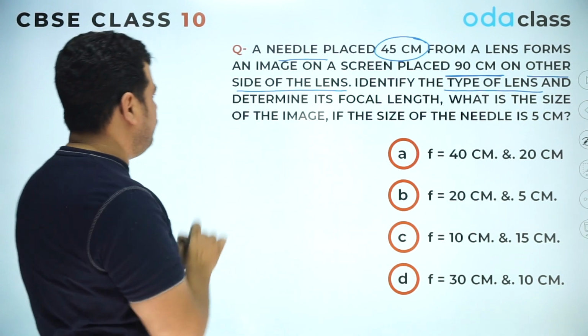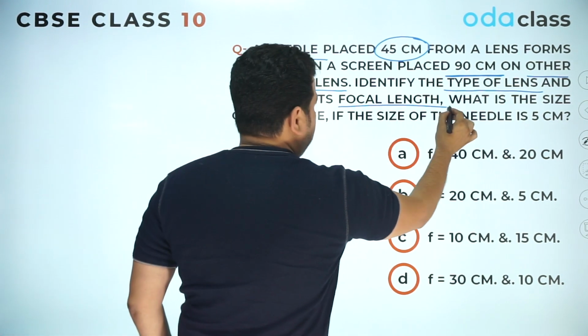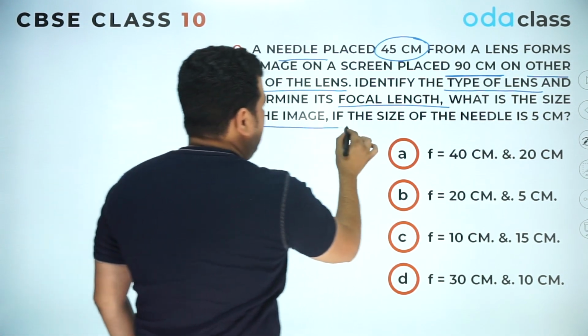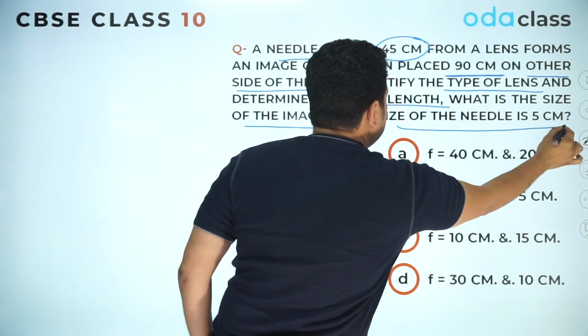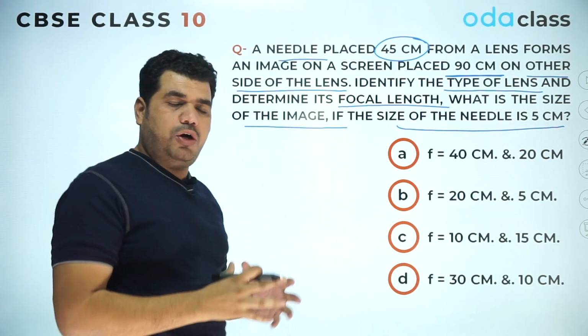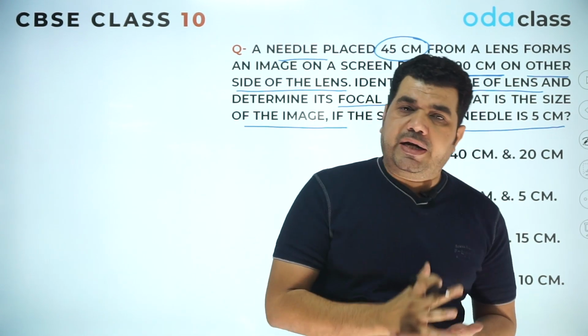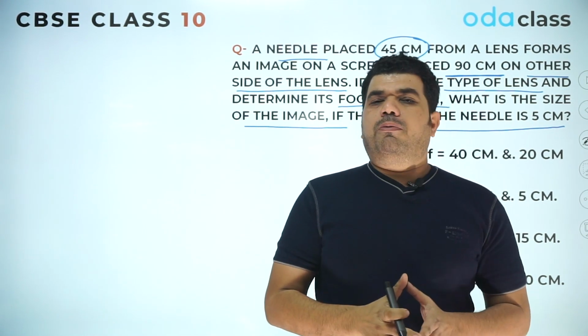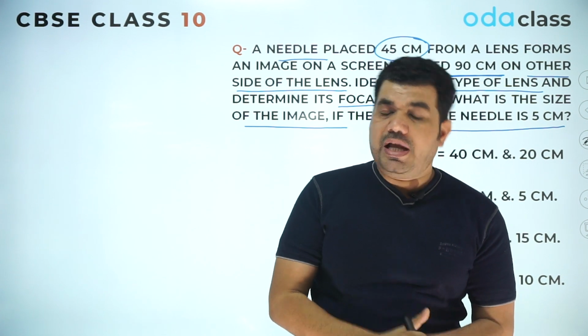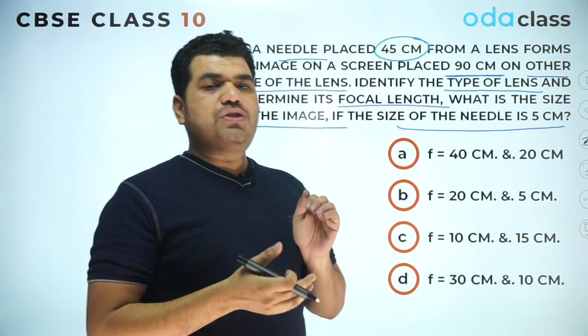And then you have to find the focal length. And what is the size of the image if the size of the needle is 5 centimeter? So this much information that you have, from this information we have to find the image distance, type of the lens, and also the size of the image.